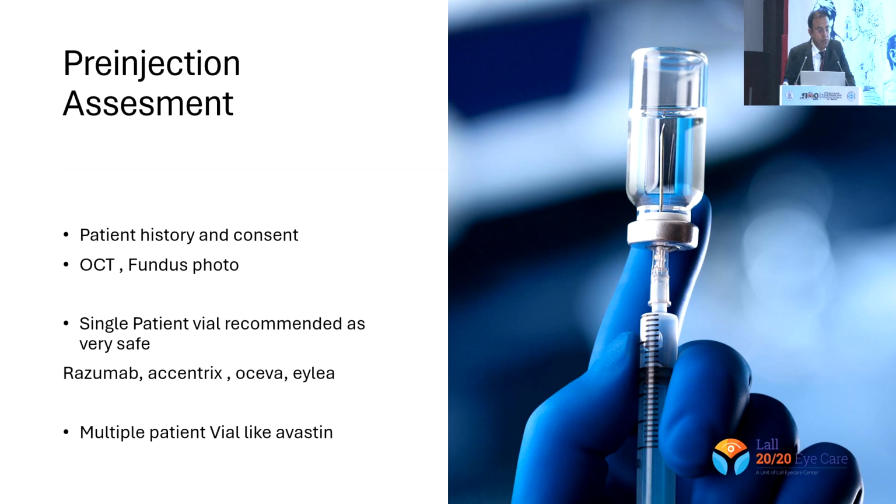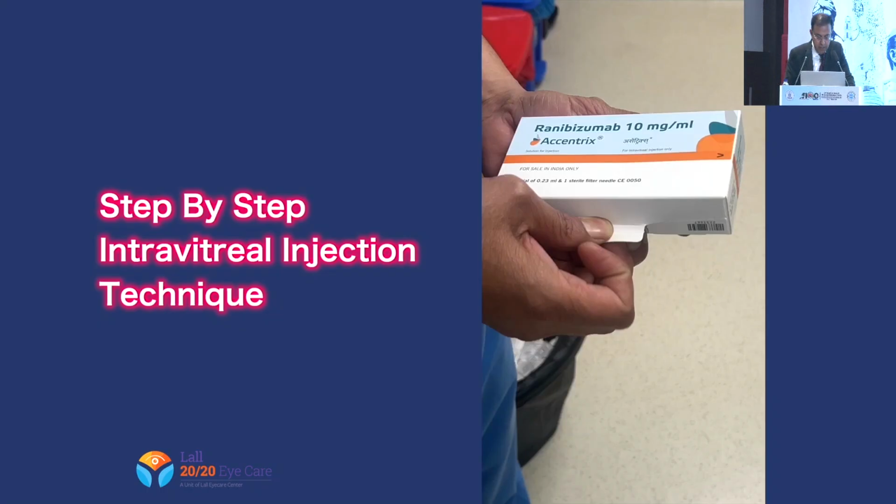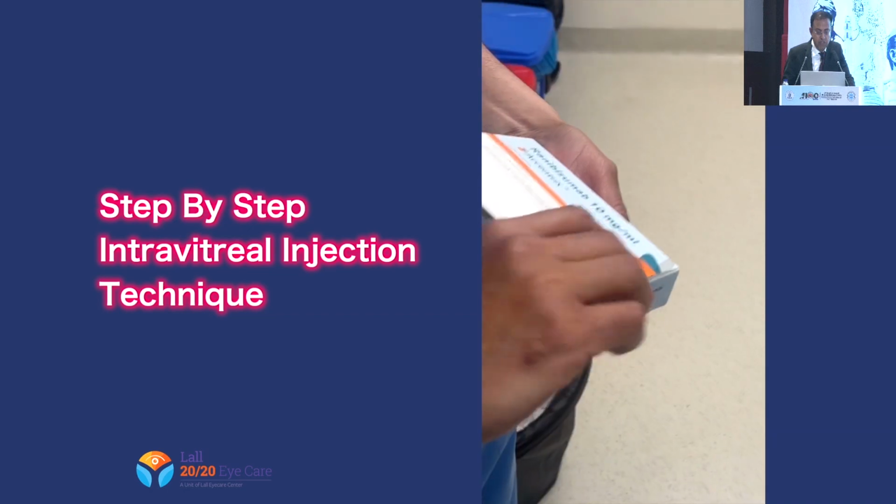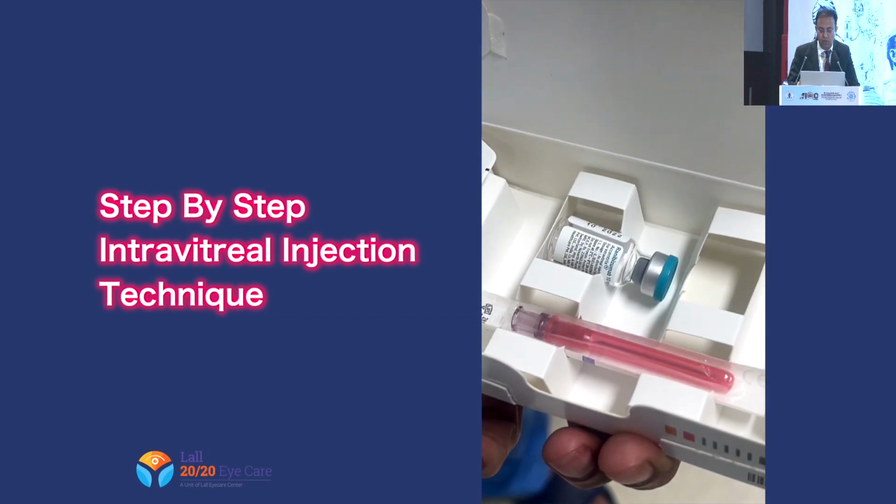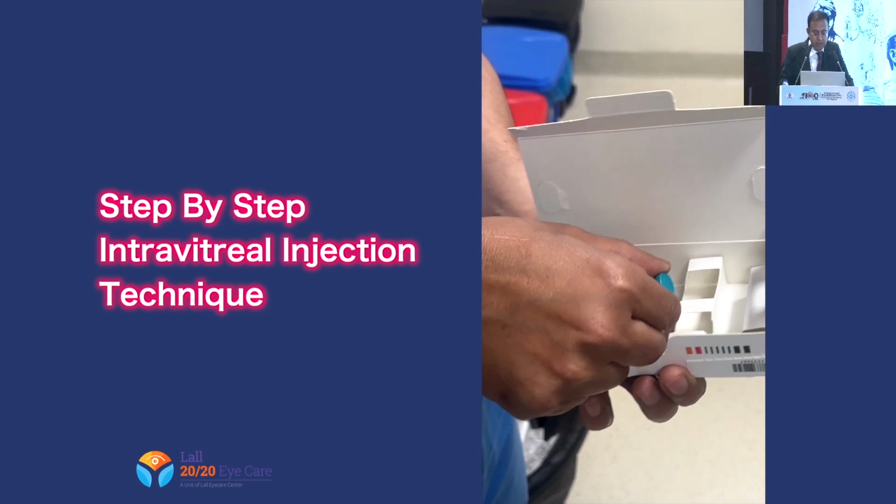Now, before that, you need to have a good history, good consent, good diagnosis. They are single patient trials like Razumab, Eccentrix, Osiva, or Eylea, or multiple patient trial like Avastin. So I'm just showing you the step-by-step technique. You need to open this. The injection comes like this.